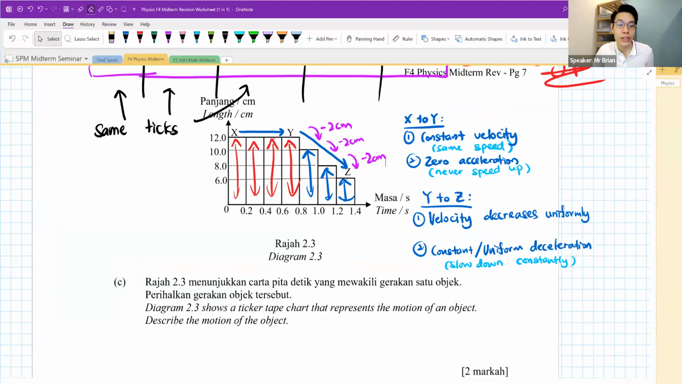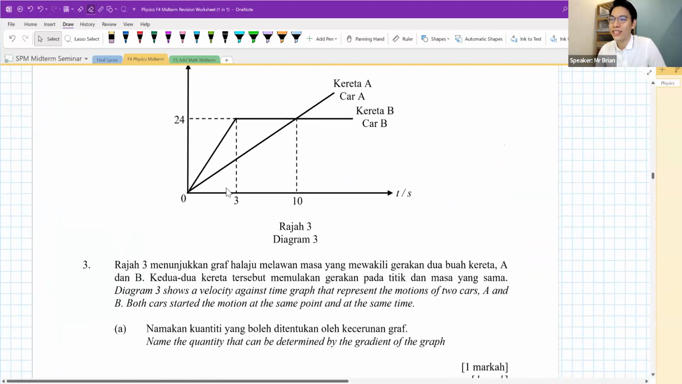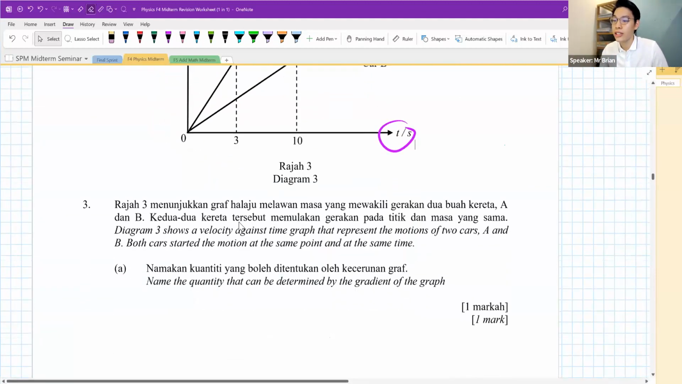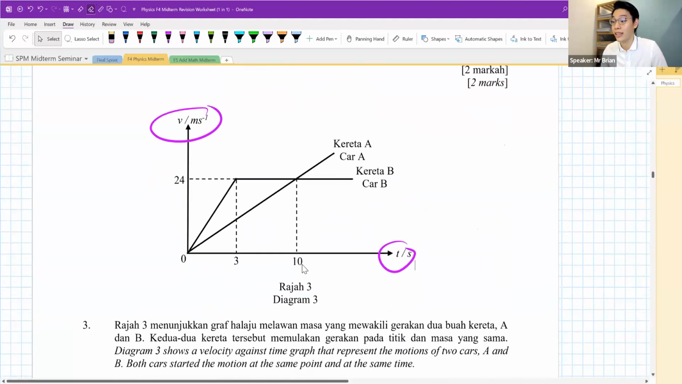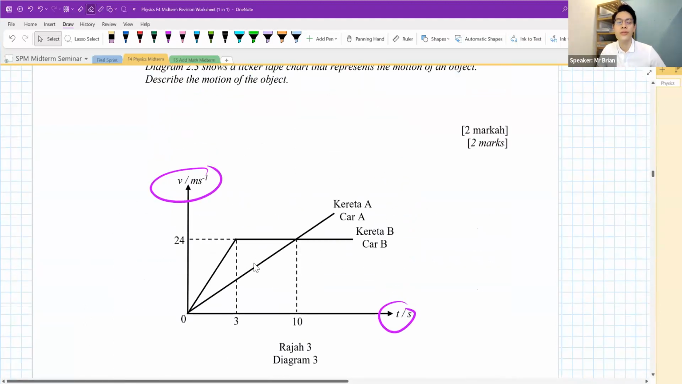You take a look at this graph and see if you can answer part A or not. They give you a velocity time graph. From what I know, a lot of people don't like this velocity time graph topic. So you have two cars. This is a velocity time graph, and they ask you to name the quantity that can be determined by the gradient of the graph. The gradient gives you what? I can tell they suddenly become more quiet already.